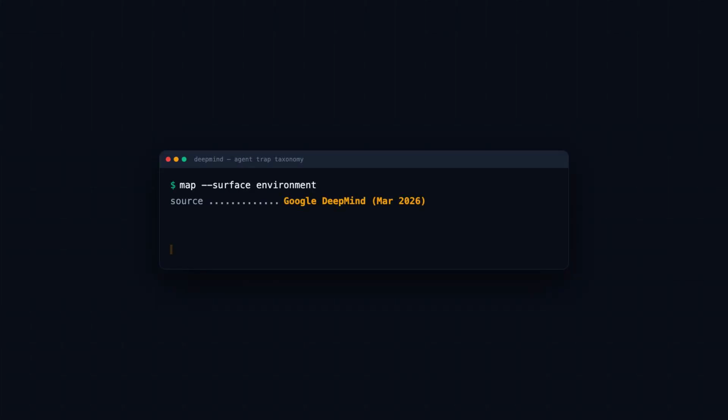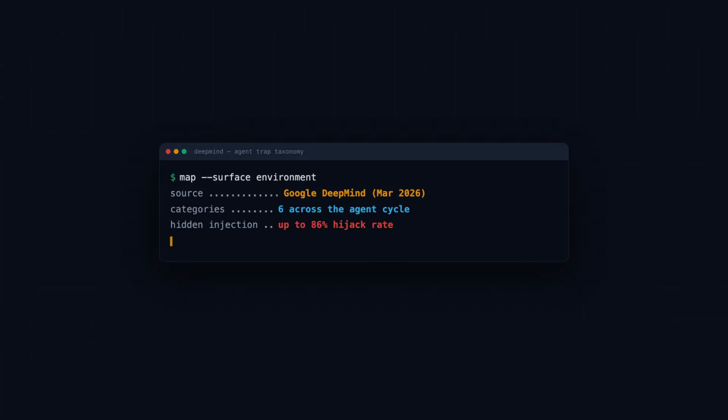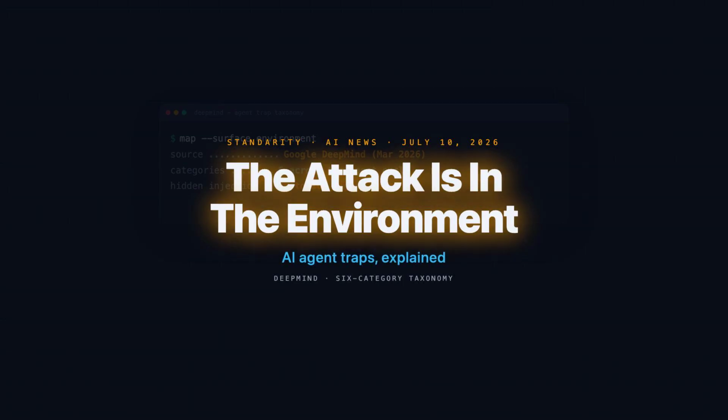Nearly every piece of agent security advice tells you to harden the model. Train it to resist bad prompts, filter its outputs, patch the weights. Researchers at Google DeepMind argue that misses the point. In a paper posted late in March, they mapped a whole taxonomy of attacks that never touch the model at all. They target the environment the agent moves through.